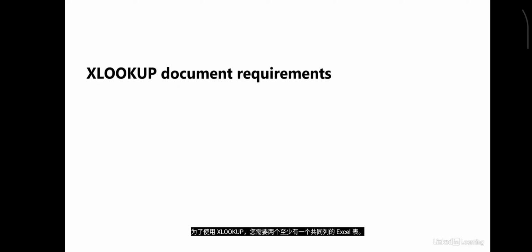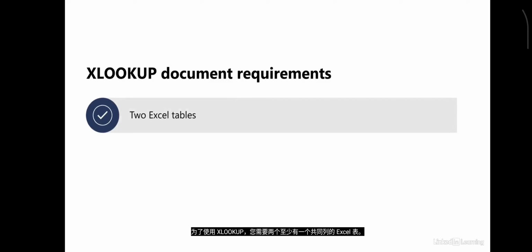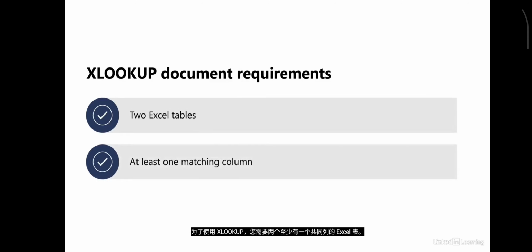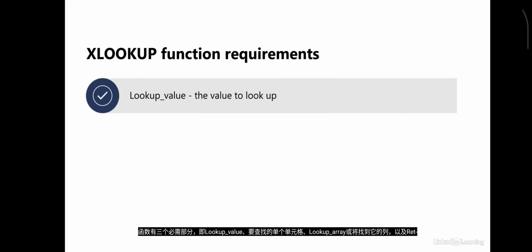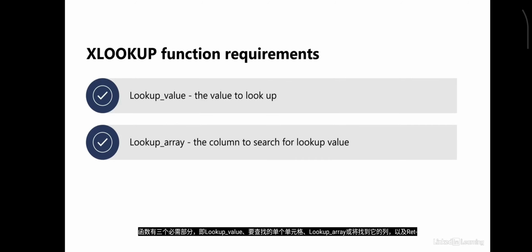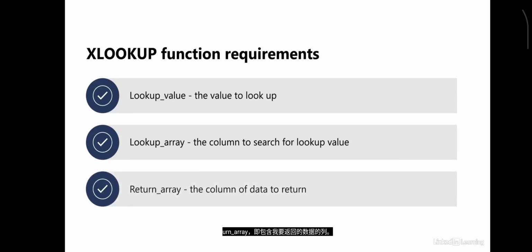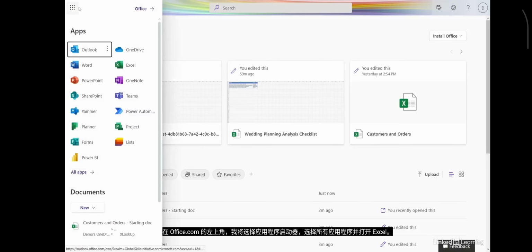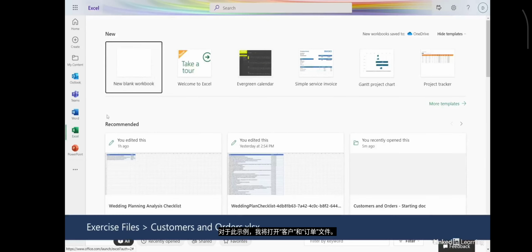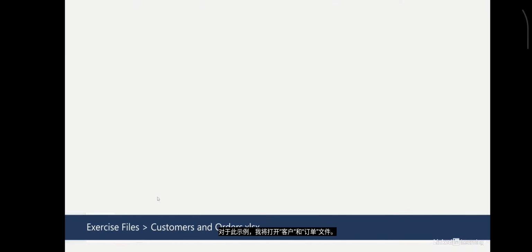In order to use XLOOKUP, you'll need two Excel tables with at least one column in common. The XLOOKUP function has three required pieces: the lookup value, the single cell I want to look up; the lookup array, or the column where I'll find it; and the return array, the column with data I want to return as a result. In the top left corner of Office.com, I'll select the App Launcher, select All Apps, and open Excel. For this example, I'll open the Customers and Orders file.